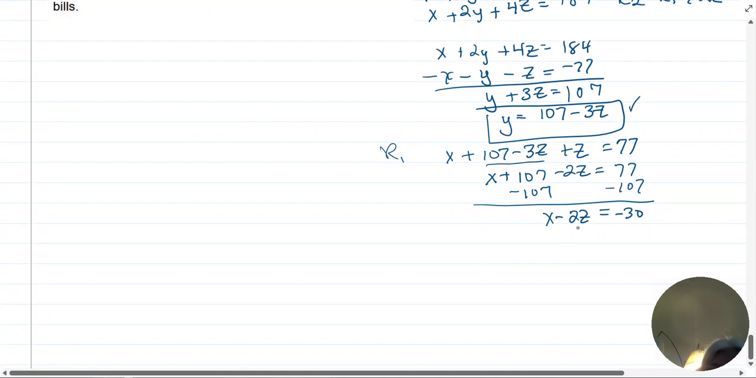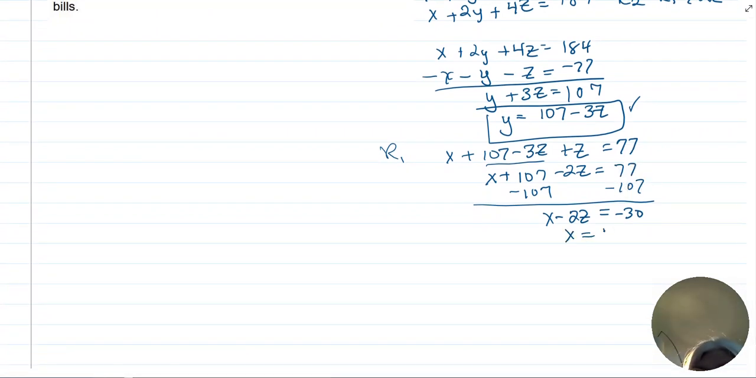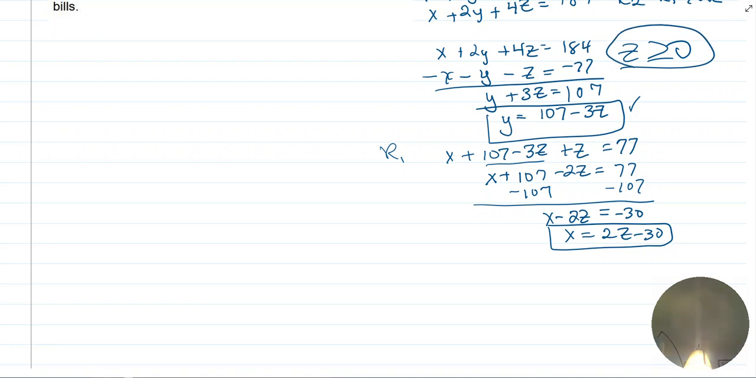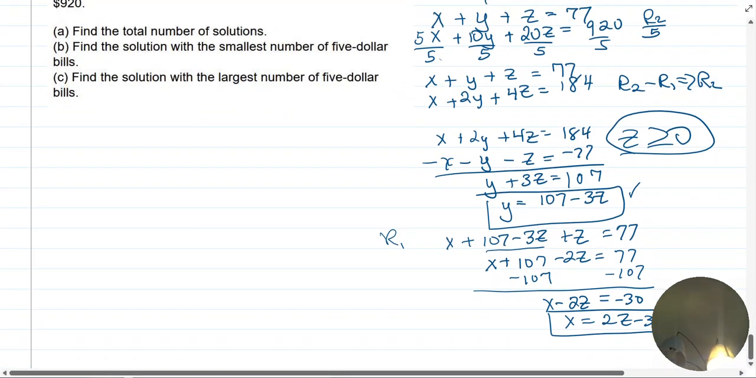So what I have now is x is 2z minus 30. I know that z has to be greater than or equal to 0 to be viable for the rest of the functions. Now I'm going to find out part A, which is the total number of solutions possible.